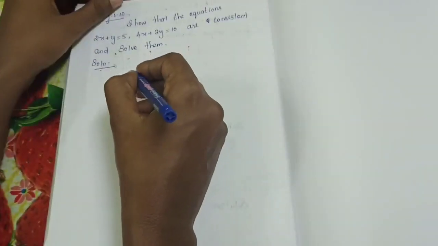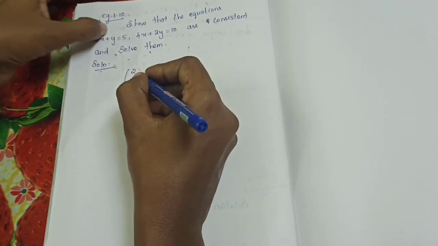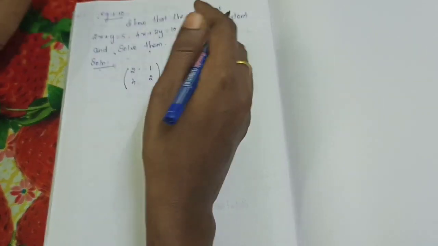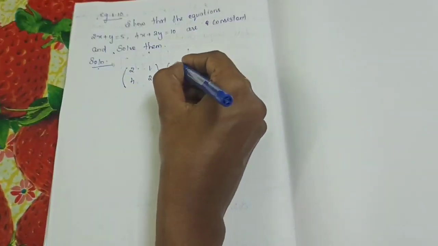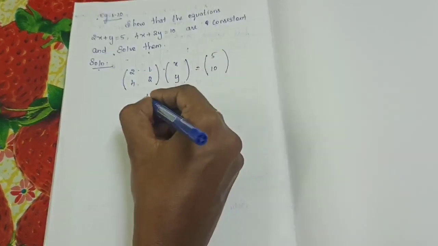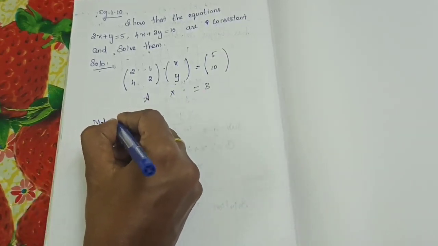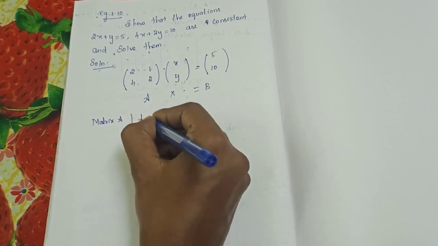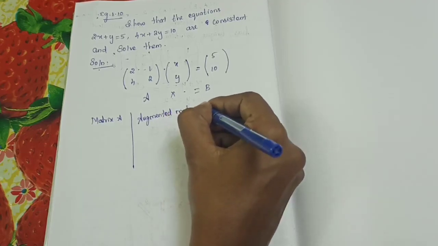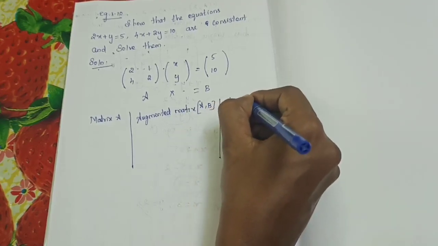Okay, solution. First I am going to write it in the form of Ax is equal to B. So 2, 1, then 4, 2. Then how many unknowns are there? 2 unknowns are there. Then x, y is equal to 5, 10. This one you know, is it right? So Ax is equal to B. Then next one, matrix A. Then next one is the augmented matrix, augmented matrix A comma B. Next one is elementary transformation.